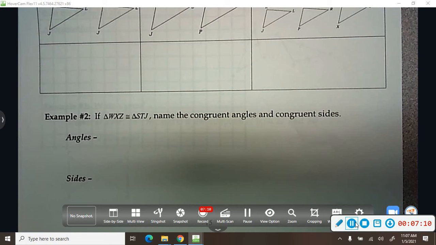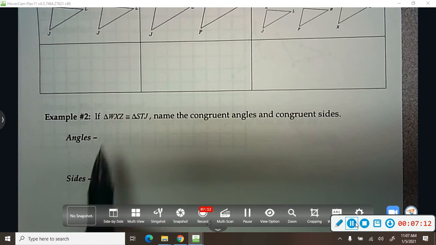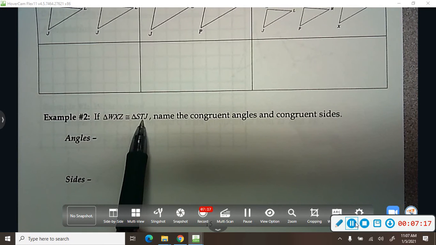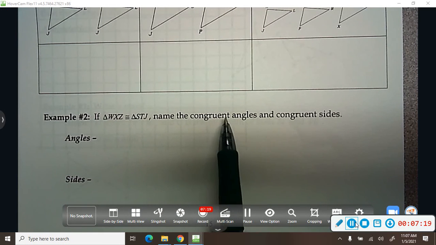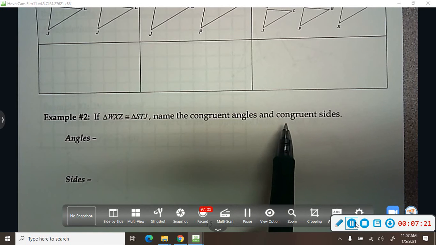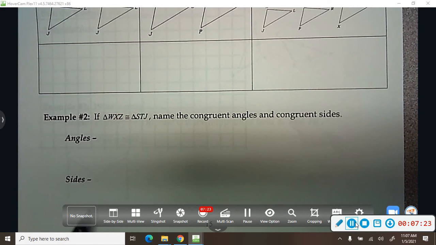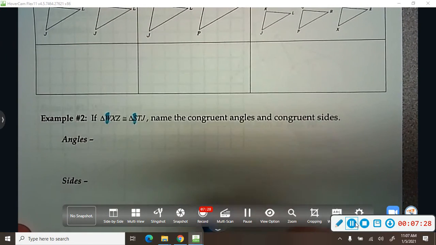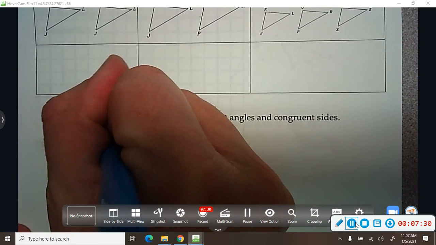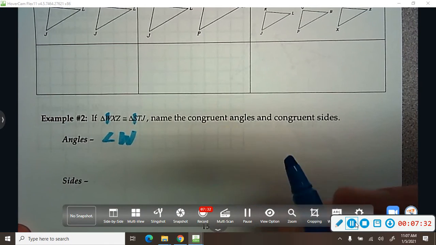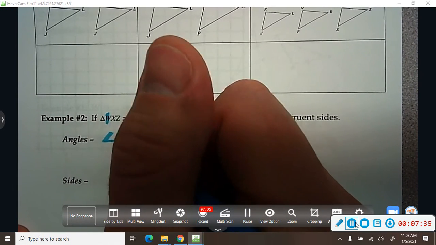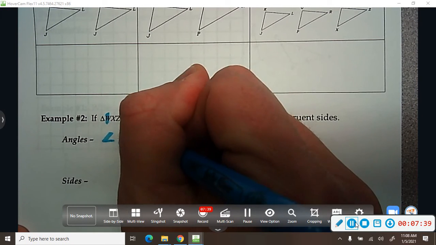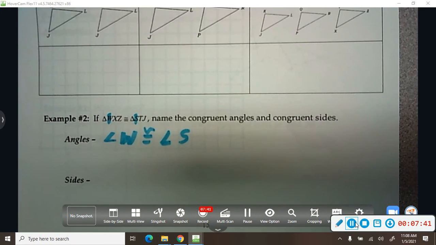So here's an example that uses what we're talking about. Let's say you have a triangle WXZ, and that's congruent to STJ. And they want us to name the congruent angles and the congruent sides. So first we'll start with the angles, and we'll say that W is congruent to S. So I'll say angle W is congruent to angle S because they're in the same spot.